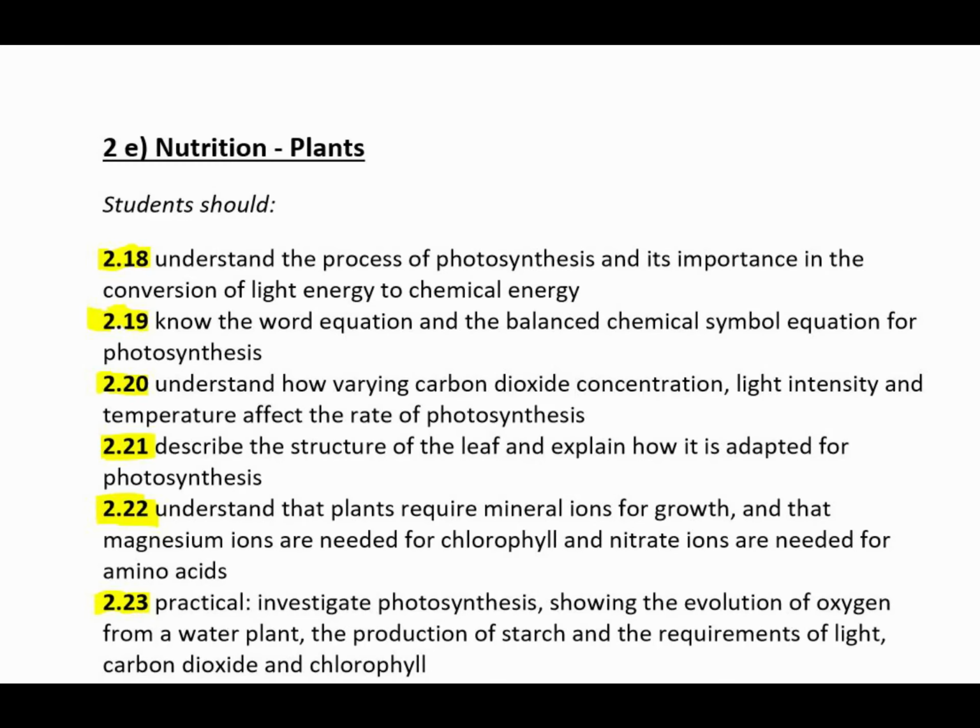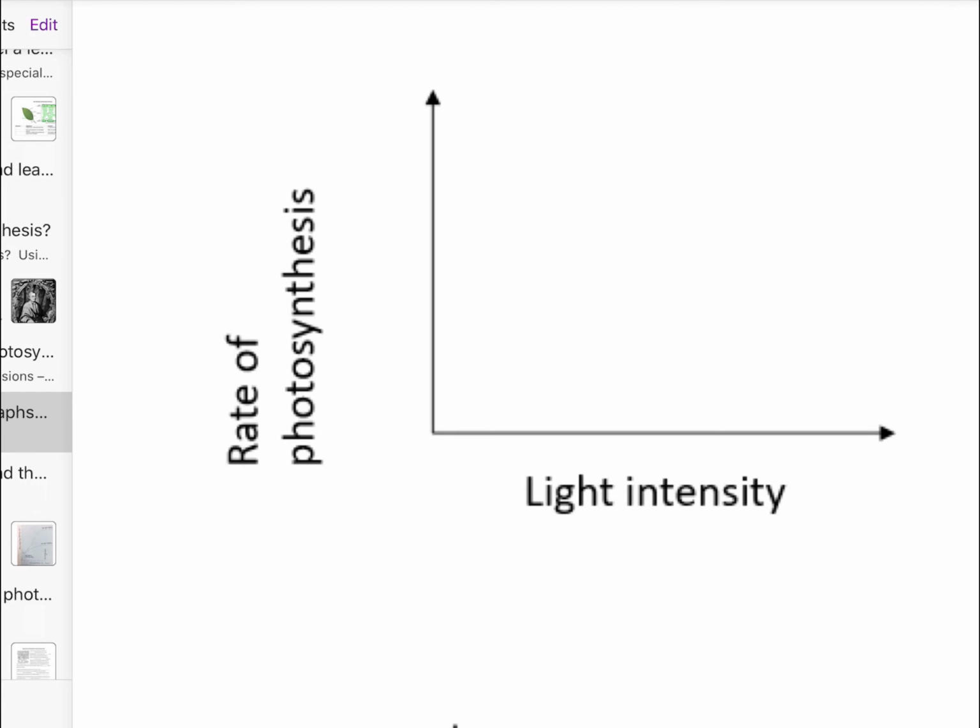This video goes through 2.20, understanding how varying carbon dioxide concentration, light intensity and temperature affect the rates of photosynthesis from the nutrition in plants topic. The blank version of this can be found in classwork, and the completed version seen in the video is in the content library. Starting with light intensity then.